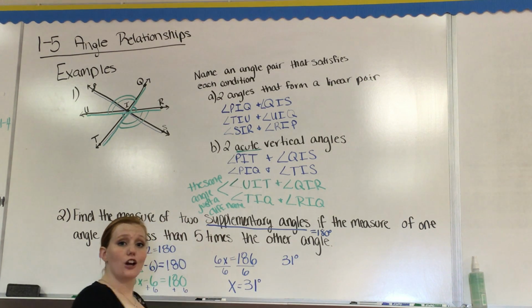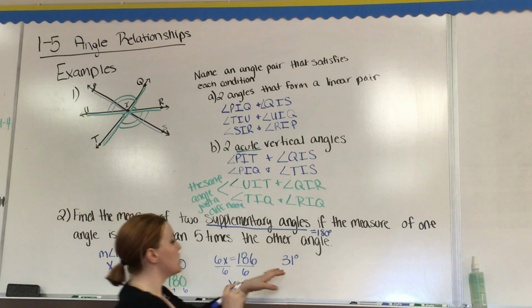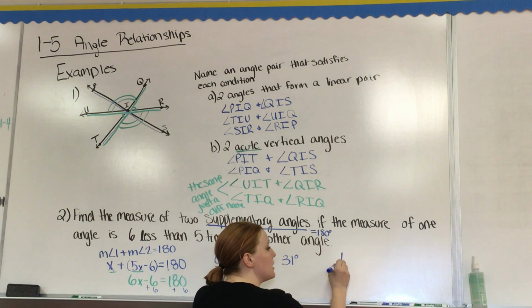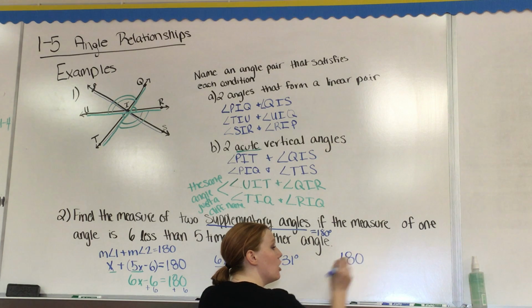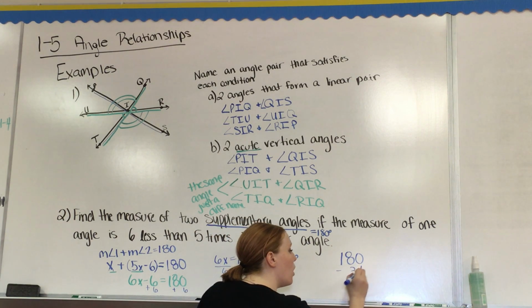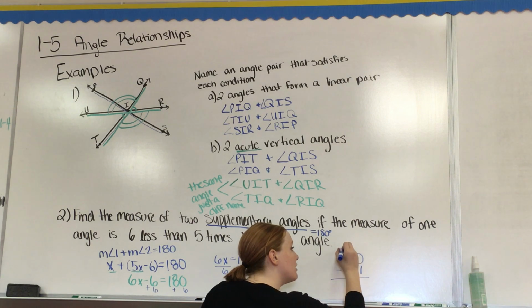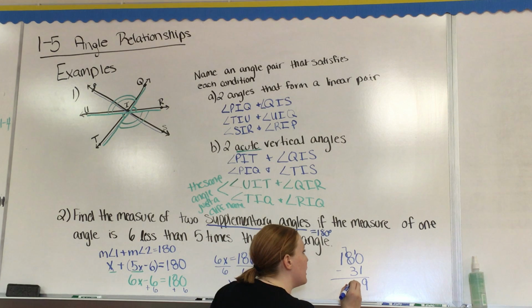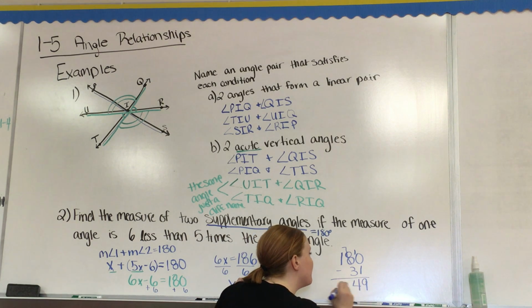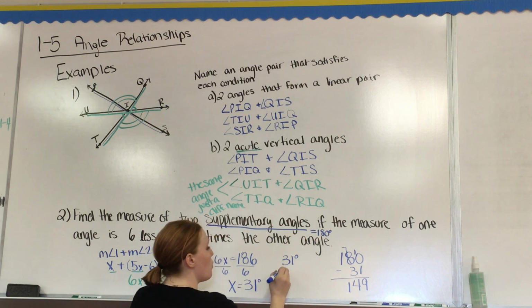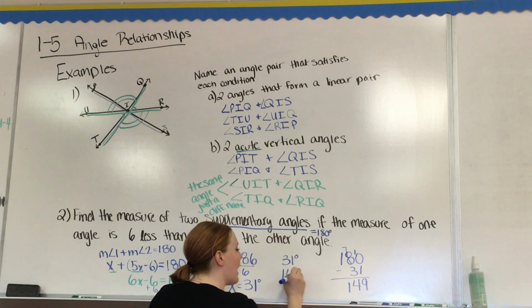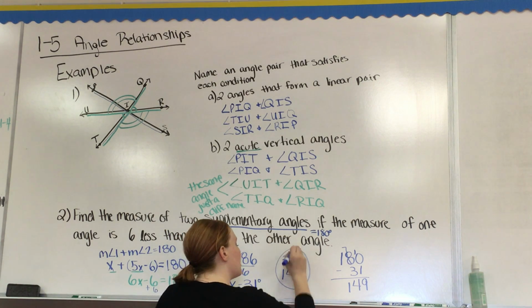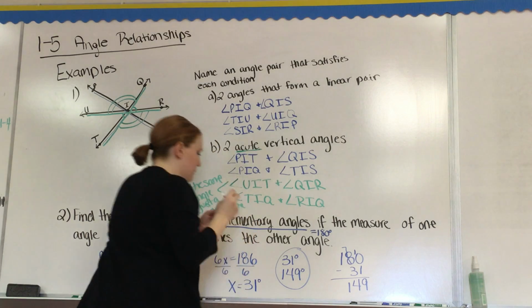Now how are we going to figure out the other angle? We need 2 angles. The other angle is going to be 180, our total angle measure, minus 31. 7, 1, 9. 7 minus 3 is 4. So we get 149 degrees. Those are our answers.